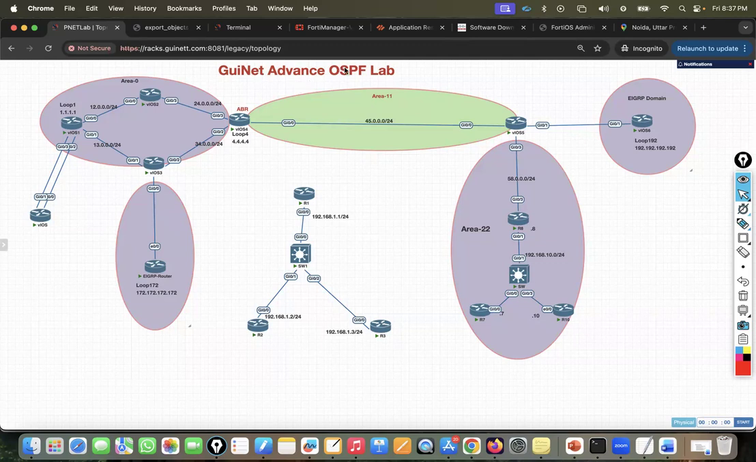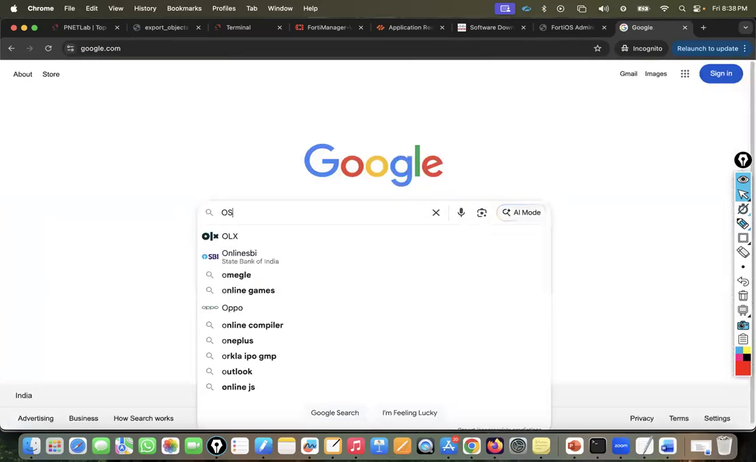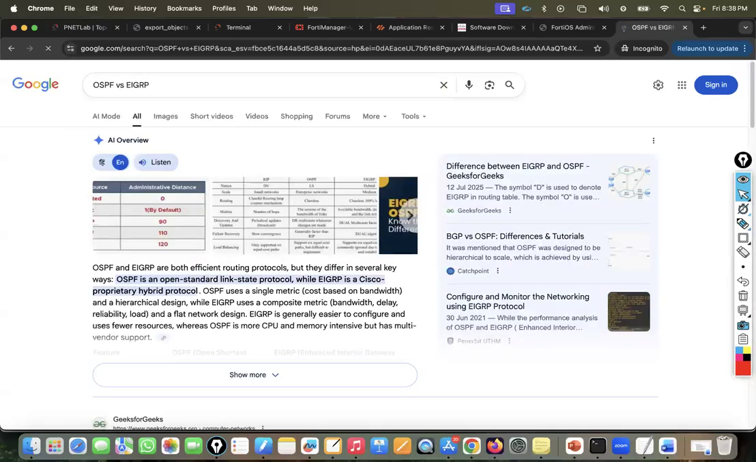If we compare OSPF with EIGRP, you will find a lot of differences. First, EIGRP is a hybrid protocol, using both distance vector and link-state database properties. But OSPF is pure link state. They don't have distance vector calculation. Second, the metric: in OSPF we have cost, but EIGRP has a composite metric. OSPF is an open standard, and EIGRP is basically Cisco provided. Now it's open standard, but no other vendor supports it.